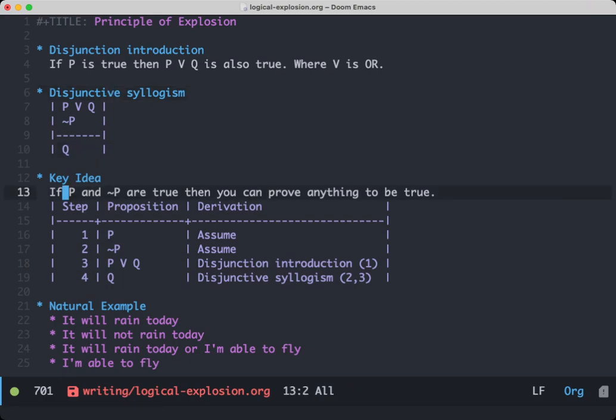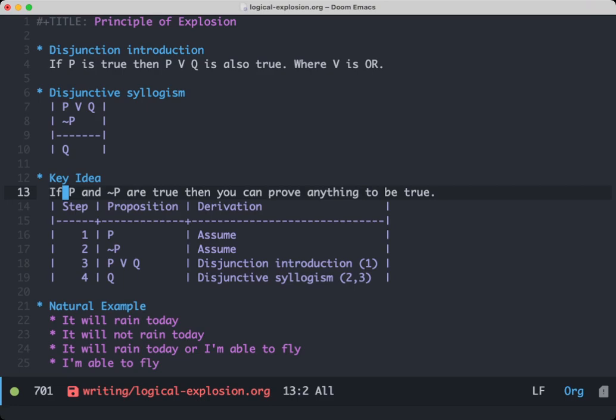So the key idea here is, if P and not P are true, then you can prove anything to be true. This destroys any logical system. In a logical system, if you can prove that both P and not P are true, then that logical system is useless for you. Okay. Now, how does this work?